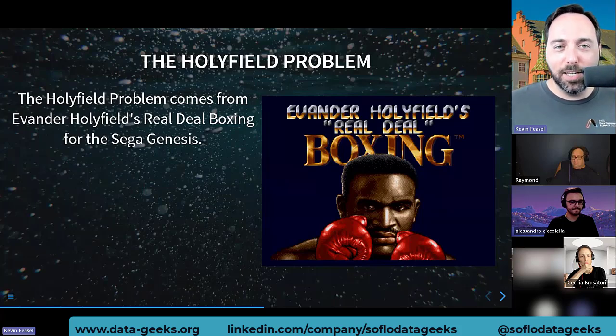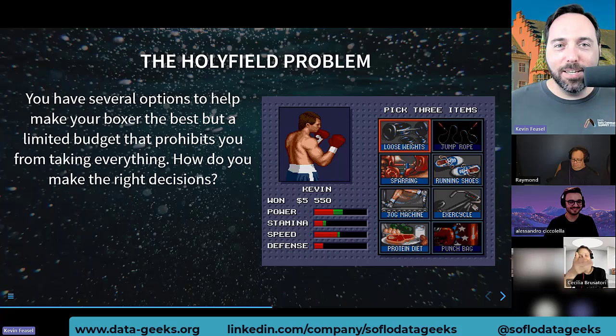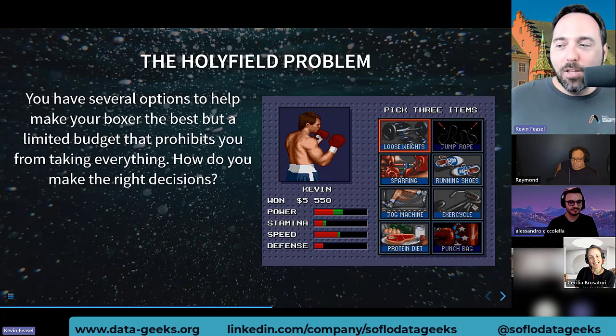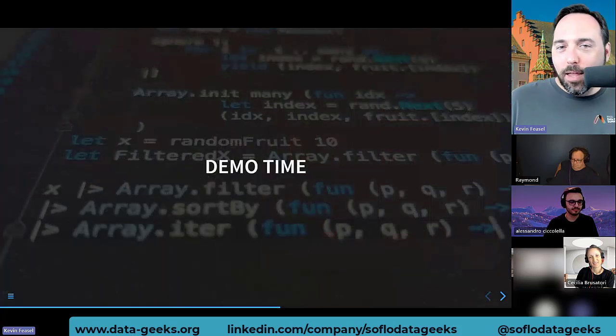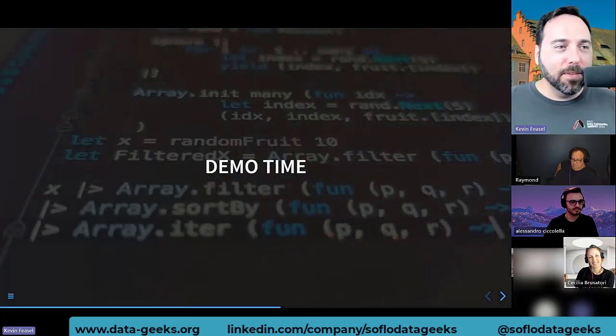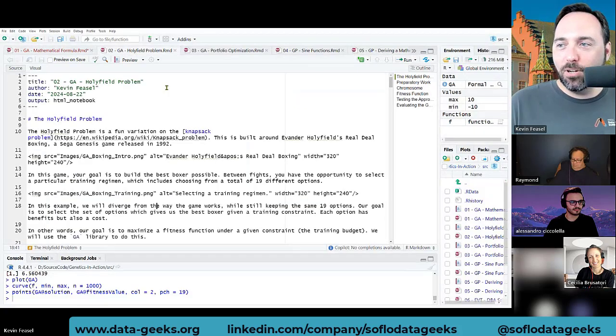And if you're of a certain age and had a Sega Genesis, you may remember Evander Holyfield's Real Deal Boxing for the Genesis. The idea of the game was you'd be a boxer, and you would have different options you could choose. Each one of these provided you with some benefits, but you only got a limited number of options to choose from. So how do you make the right choices given what is available and what are the stakes? And we're going to solve that problem, which is demo 2.